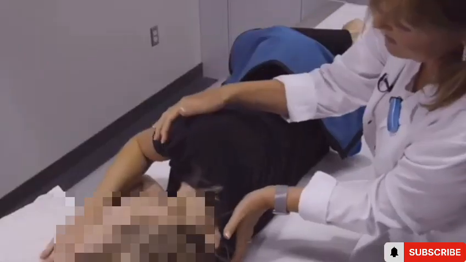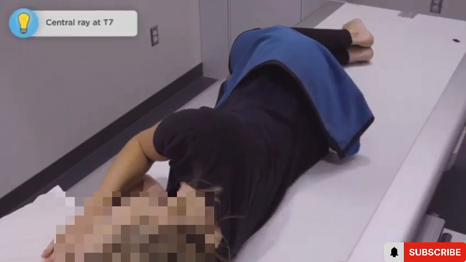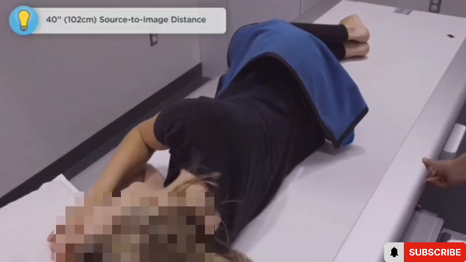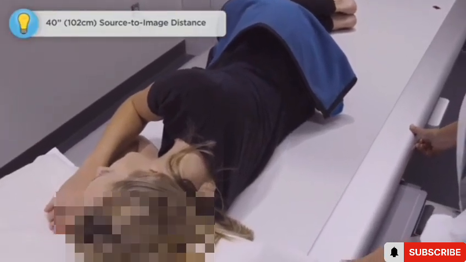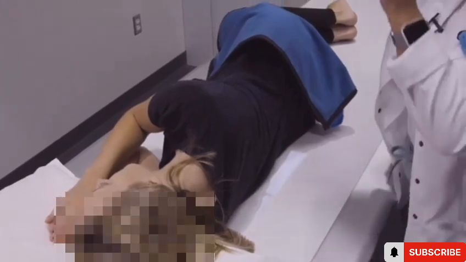And here we're going to do the same thing. The central ray is actually at T7, and we're going to still center 1.5 inches above the level of those shoulders. We're going to use the coronal plane and then collimate from side to side.